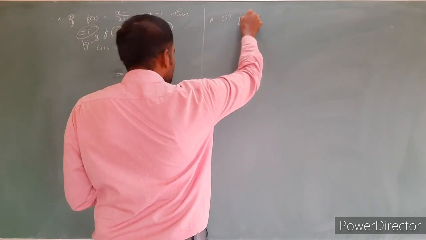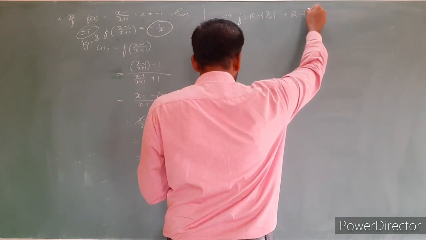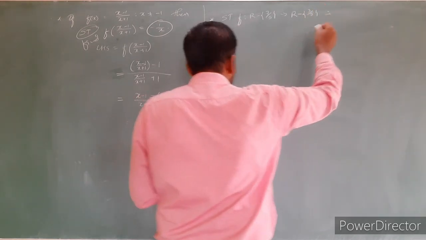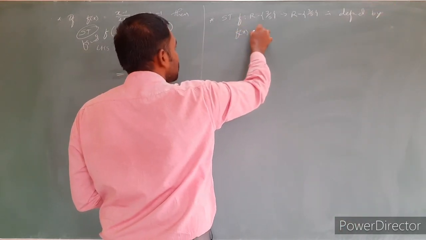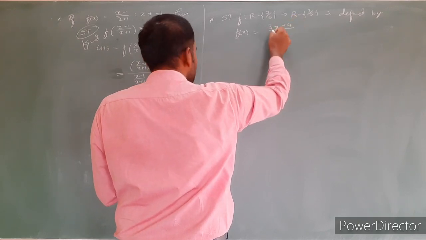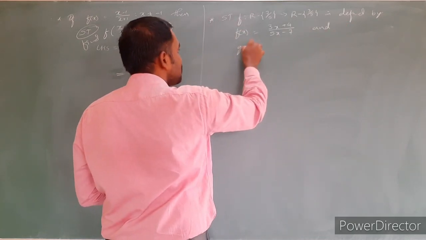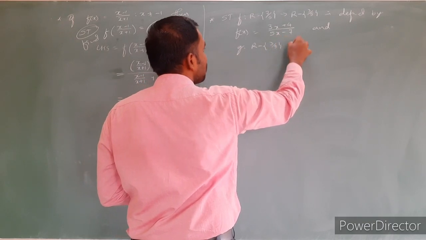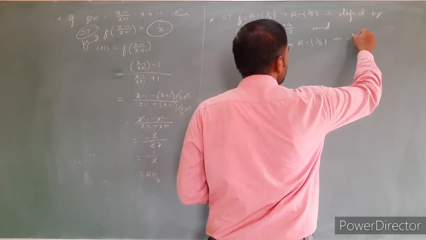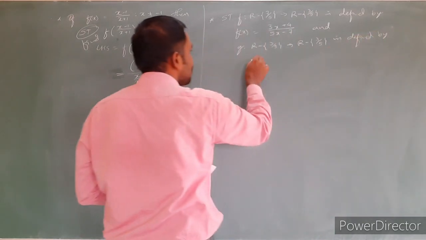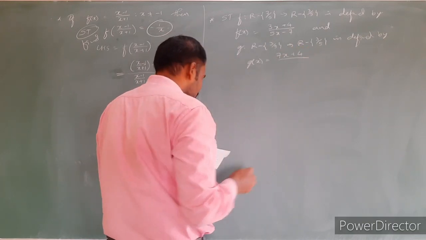Show that f is a function from R minus the singleton set 7 by 5 into R minus the singleton set 3 by 5, defined by f of x is equal to 3x plus 4 divided by 5x minus 7, and another function g is defined from R minus the singleton set 3 by 5 into R minus the singleton set 7 by 5, defined by g of x is equal to 7x plus 4 divided by 5x minus 3.